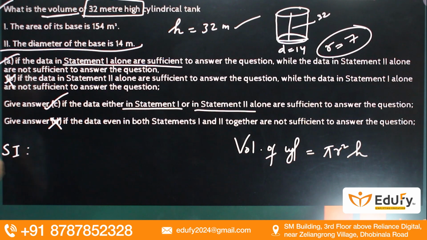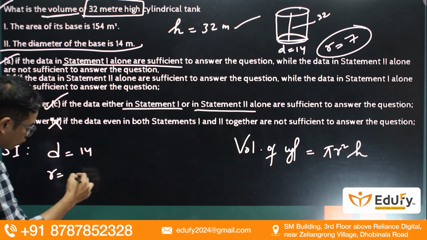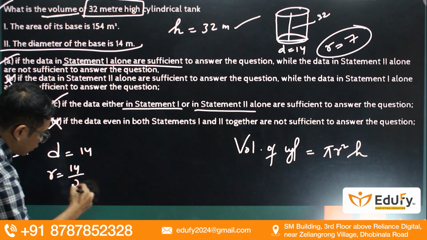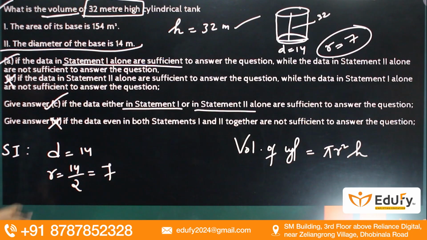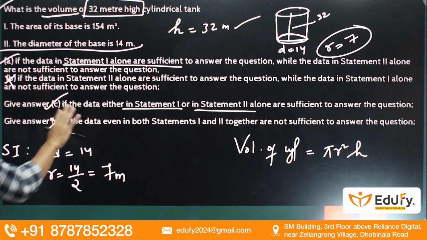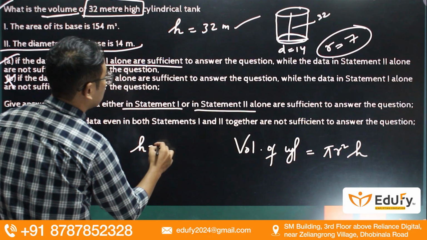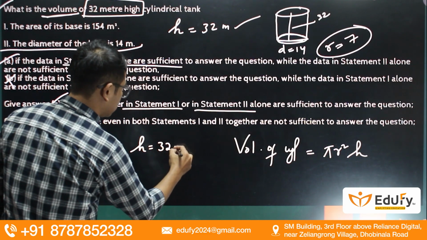They said the diameter is given as 14. From here, I know my radius is 14 by 2. Okay, that's how we find the radius. So this is 7, so we know this is 7 meter. This is your radius. Now, height, like I said, is already given in the question. So height is also given as 32 meter. We will use this data as well.